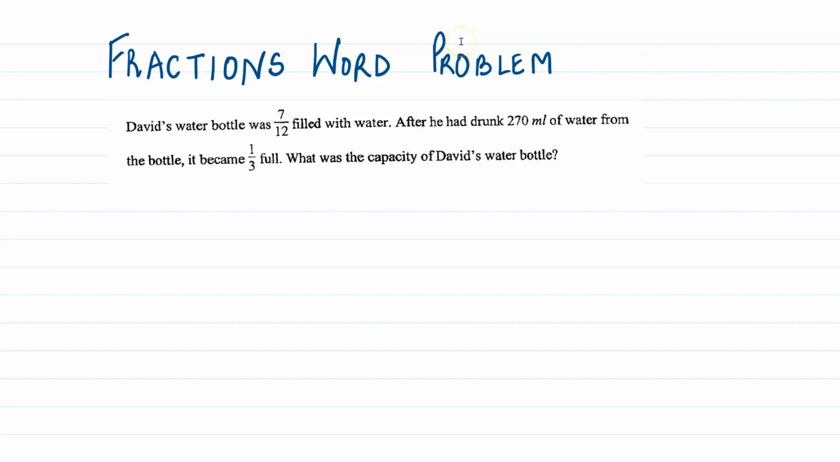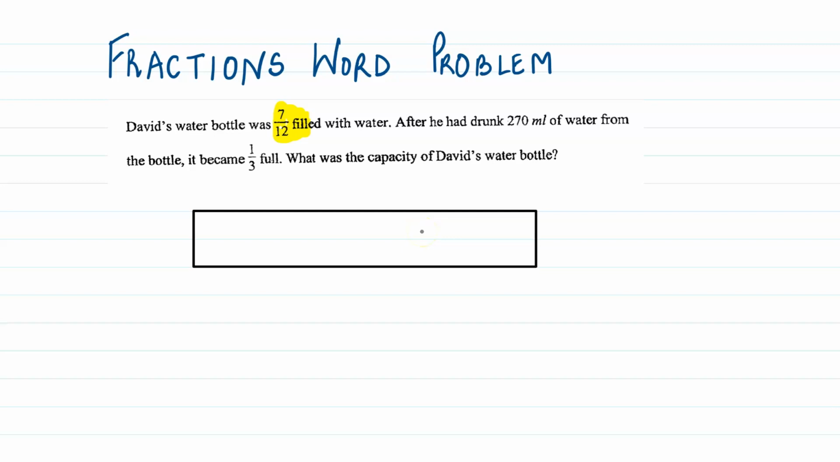Hello everyone, let's solve this fractions word problem using bar models. So let's read the problem. The problem says that David's water bottle is 7/12 filled with water. So what is the meaning of 7/12 filled with water? It means if we divide the bottle into 12 equal parts, then only 7 parts are filled. So let's show how it will be.